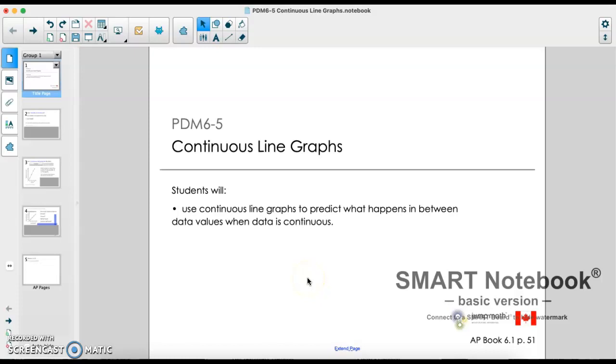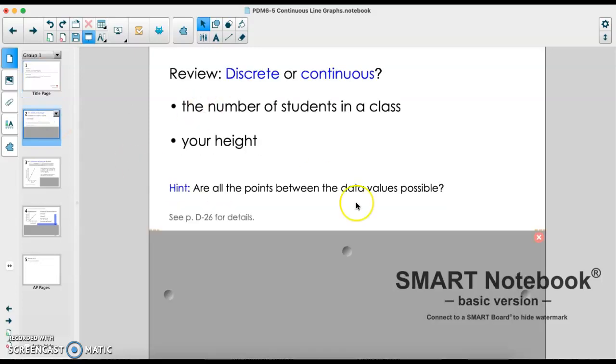This one focuses on something called continuous line graphs. Hopefully by the end of the video and the end of the practice on page 51, you will say that you can use continuous line graphs to predict what happens in between data values when data is continuous. And so I will need to explain what continuous data actually means. Here's where we're going to start.